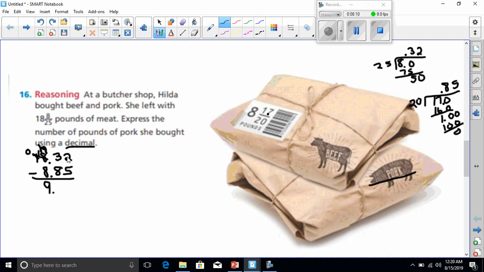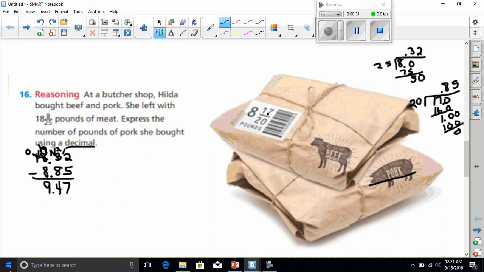And now we have to ask ourselves, if we put 1 here and borrow it, that's going to leave us 12. Well, 12 minus 8 is 4. Remember, we're borrowing 1 over here now. And that's going to leave us 12 minus 5 will give us 7. Let's double check that, okay?